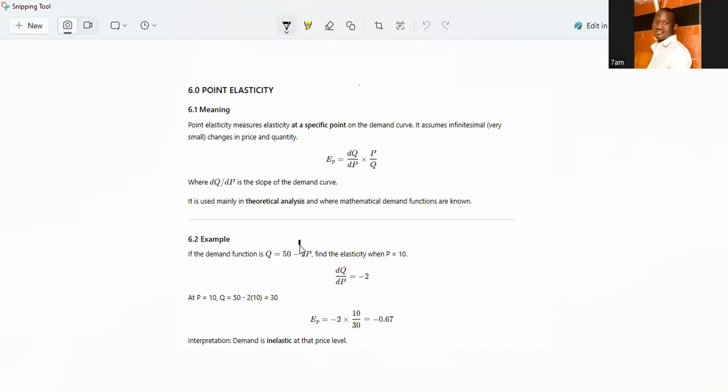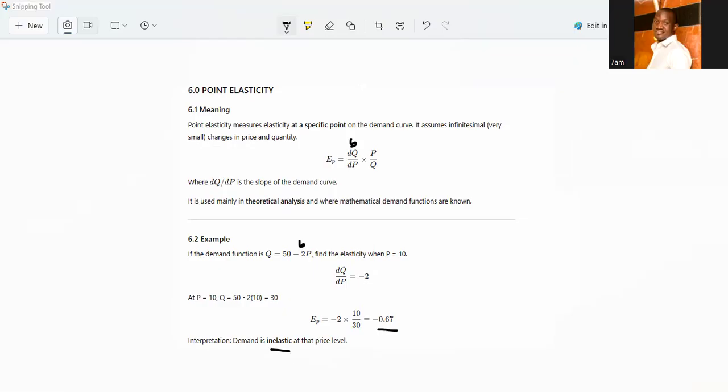So elasticity of demand is equal to the coefficient dQ/dP, which is the same as the B there, so don't get confused. Elasticity of demand is equal to B times price over quantity. Our B there is negative 2, our price is 10, our quantity we calculated as 30. So we get negative 0.67. So here demand is inelastic at that price level. This is point elasticity of demand at a particular price level.